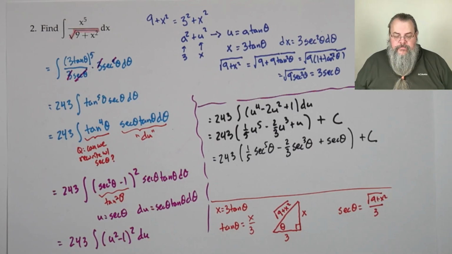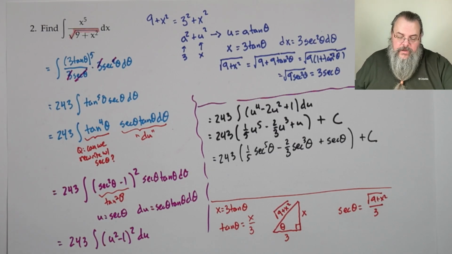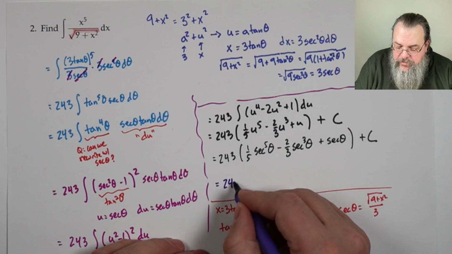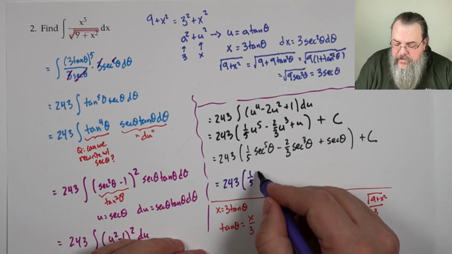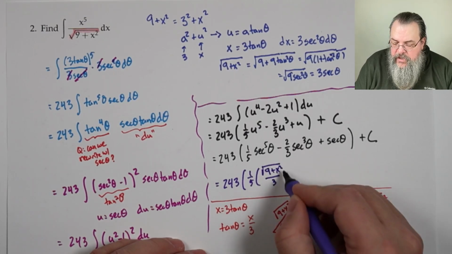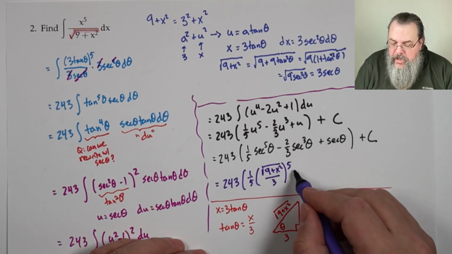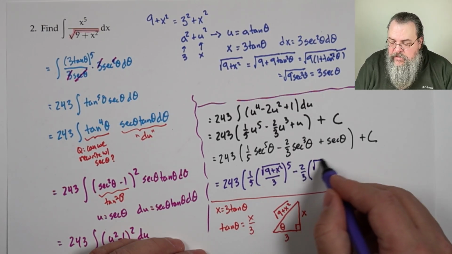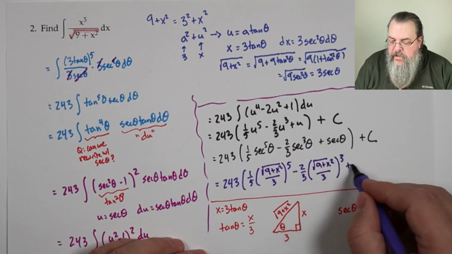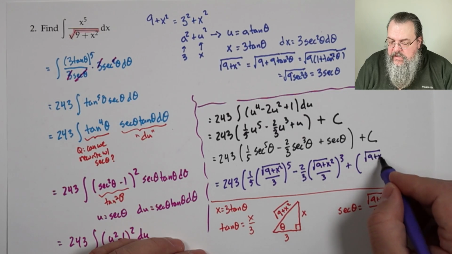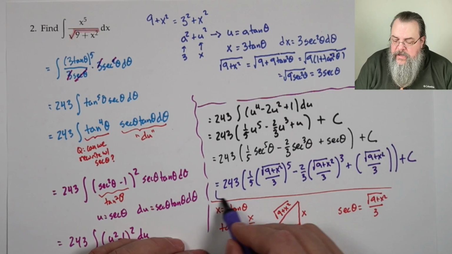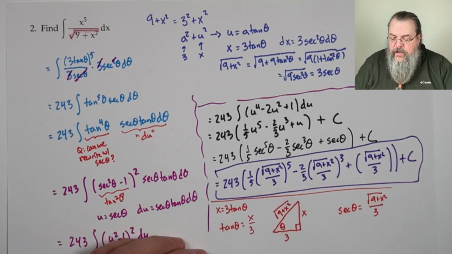All right. So that leaves us with, and here we go, our last update. 243 times 1/5 times square root 9 plus x squared over 3 to the 5th power minus 2/3 square root 9 plus x squared over 3 cubed plus square root 9 plus x squared over 3 and plus c. And that is great.